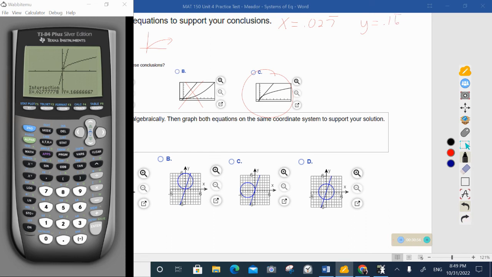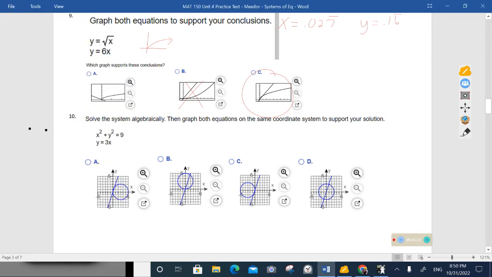Now, if it wants exact answers, that means we can trick our calculator to do that. Watch this. Hit second quit. Oh, got to go back to select. Second quit. And if I do 0.02777, if I go all the way to the end, and hit math, enter, enter, it'll change it to a fraction for me. 1/36.